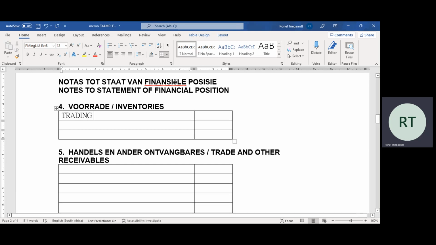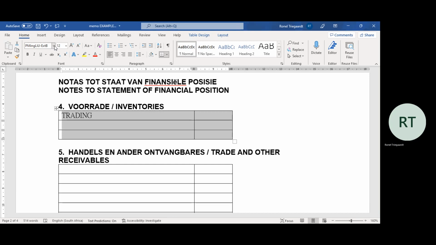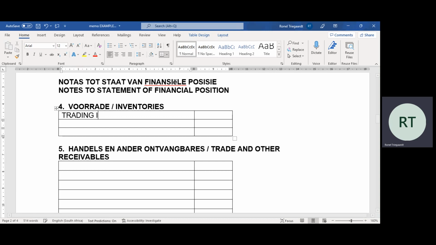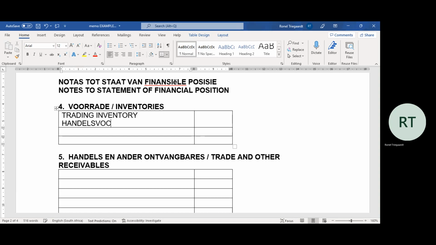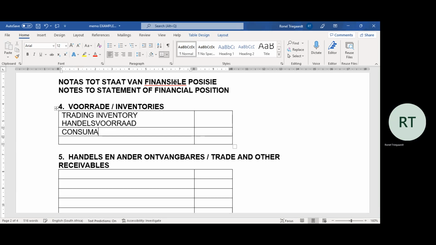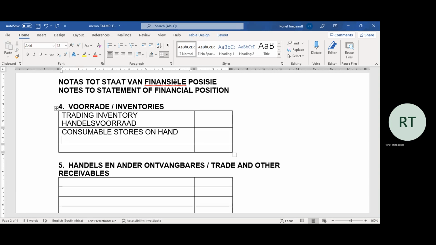Let's just do Arial. Trading inventory, handelsvoorraad. And consumable stores on hand. Verbruiksgoedere voorhande. En dit is al wat ooit onder voorrade kan wees. There's nothing else that can be under inventories. Trading inventory and consumable stores on hand.